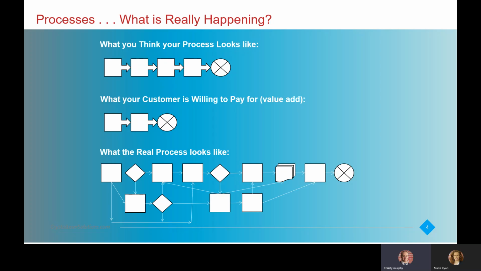But when you actually go to where the work is done and you observe what's happening, a lot of the time we see something a lot more complicated and involved. And this happens right across the board in almost any process that we've ever done a detailed process mapping exercise on. And Christy, in terms of looking at this process, what exactly are you actually looking for?